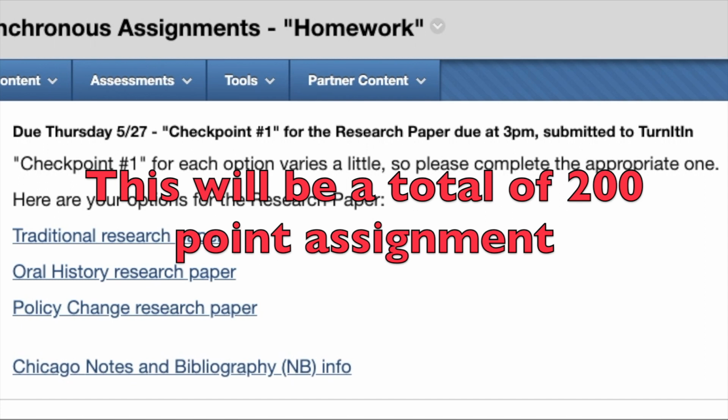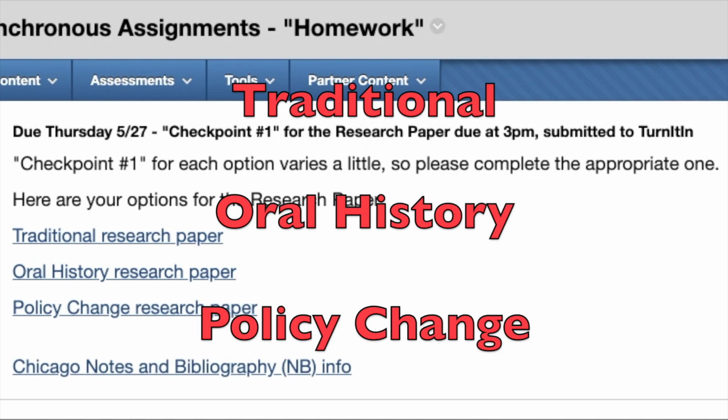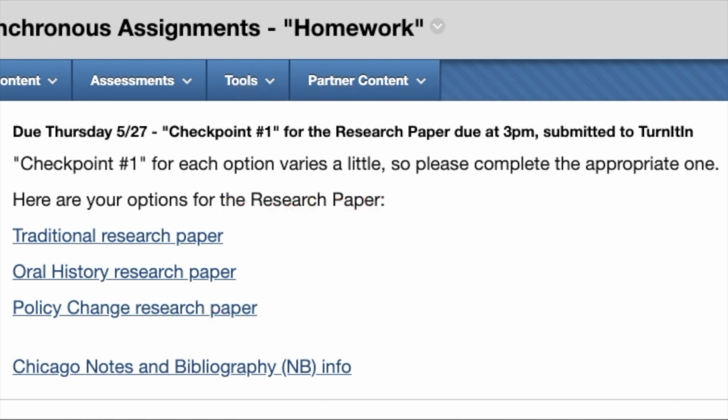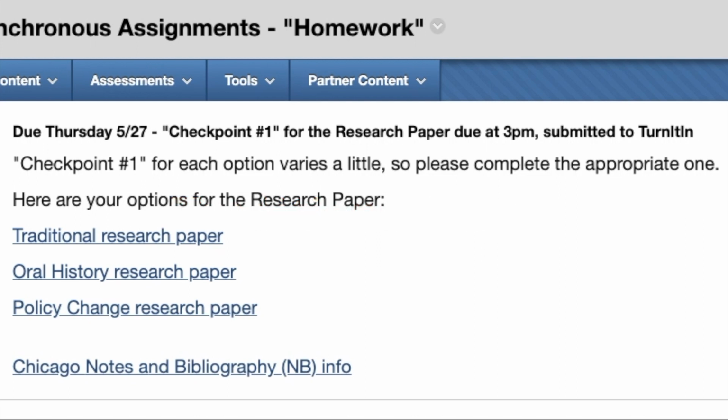Now, you will pick one of 3 options for the research paper. There's a traditional research paper, an oral history research paper, and then the policy change research paper. The traditional paper is an argumentative paper where you will present 2 sides of a controversial issue in U.S. history. The aim of this type of paper is to persuade the reader of your point of view.